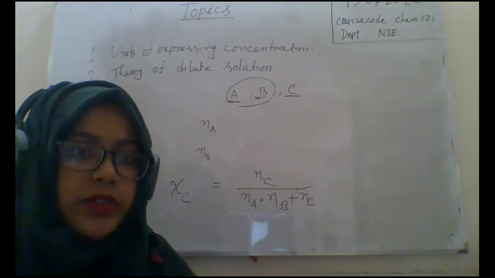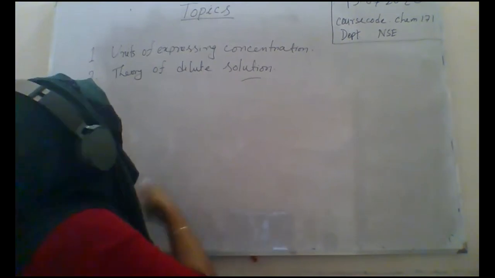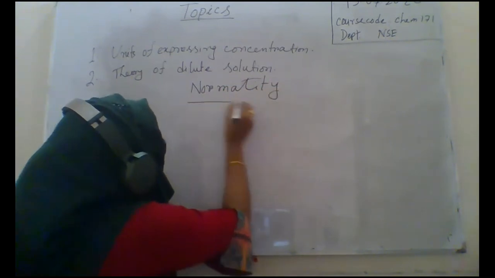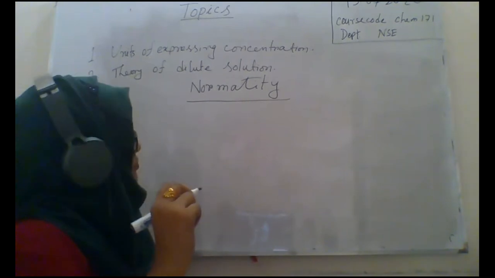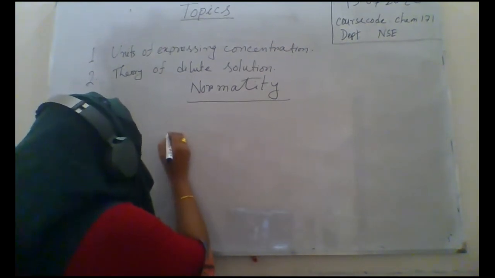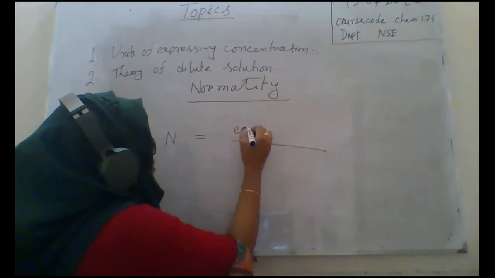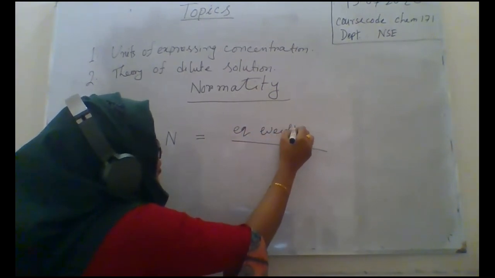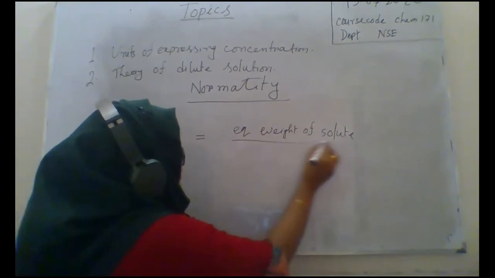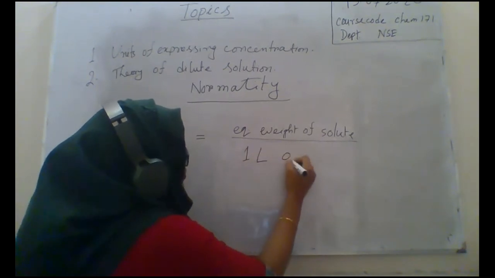Okay. So now I will discuss another important unit, that is normality. We have discussed molarity and mole fraction. Normality is denoted by N. N equals the equivalent weight of solute divided by 1 liter of solution.